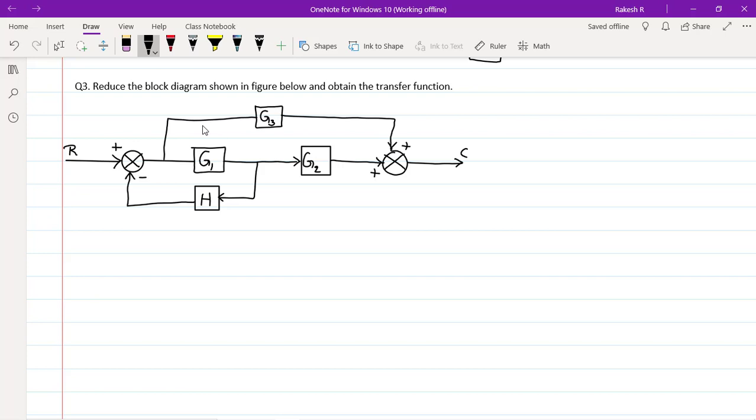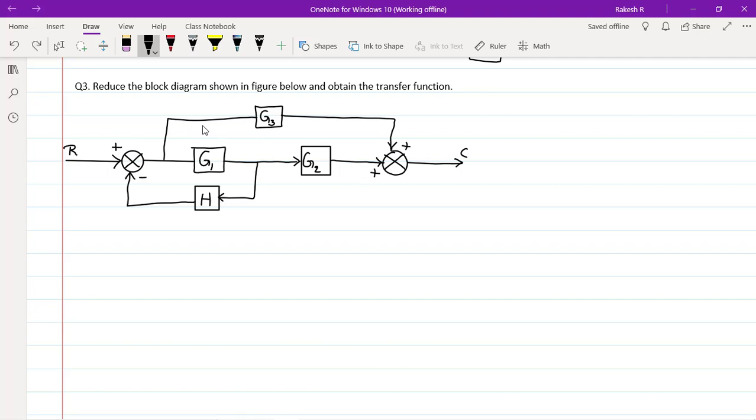First, G1 and G2. Can you say these 2 blocks are in series? No, we cannot say that, because we have a takeoff point in between these 2 blocks. Then comparing G1 and G3, are these 2 blocks in parallel? No, because we have one more block in between, and we have the takeoff point here. So this cannot be taken as parallel blocks.